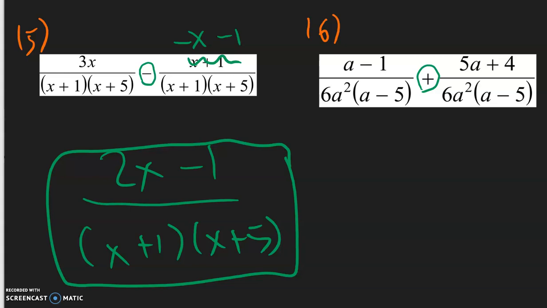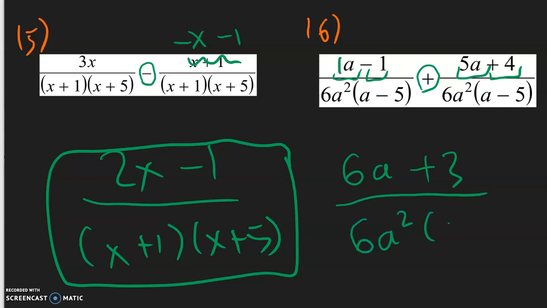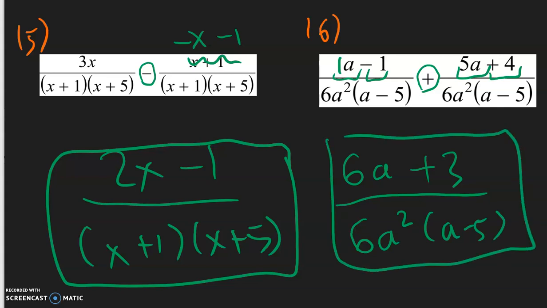For number 16, we don't have a negative in front of any fraction, so we don't even need to worry about changing any signs. So let's combine like terms. Let's put the a's together. We have 1a plus 5a, which is 6a. Be careful, it's not a squared, because a squared means a times a, but we're not multiplying these two a's together, we're just adding them. And then we have negative 1 plus 4, which is positive 3. On the bottom, we have 6a squared, a minus 5. So just the common denominator on the bottom. That's your final answer for number 16.